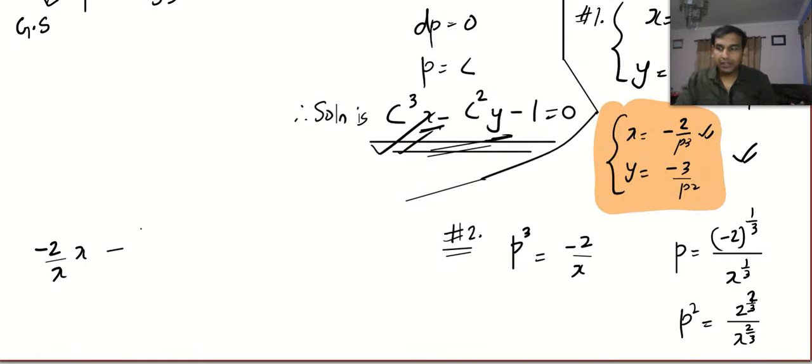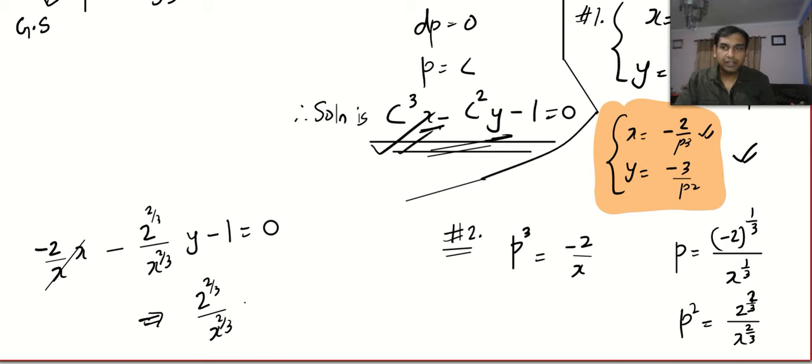So p squared is 2 to the power 2 by 3 by x to the power 2 by 3 into y minus 1 equal to 0. So these two get cancelled. So we end up with 2 to the power 2 by 3 by x to the power 2 by 3 is equal to minus 3. Now you can take cube on both sides. You can cube both sides. So the whole cube will be 4. Again cube, so that will be x square is equal to cube, that will be minus 27.